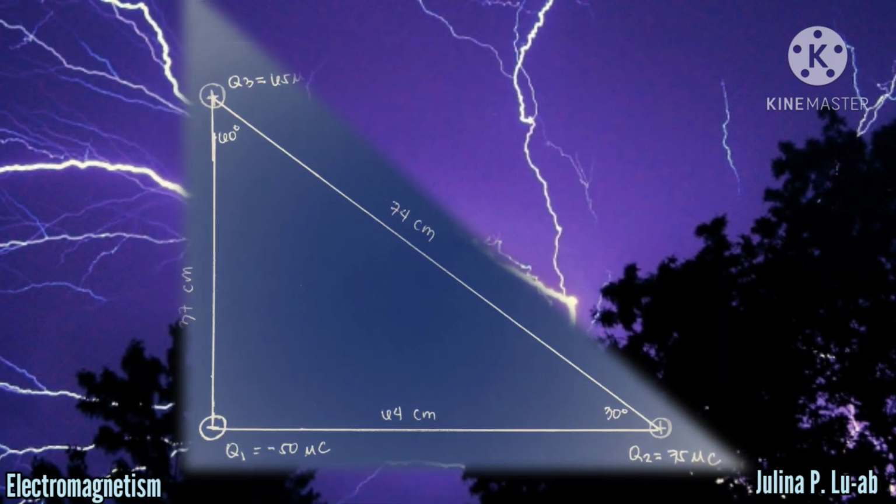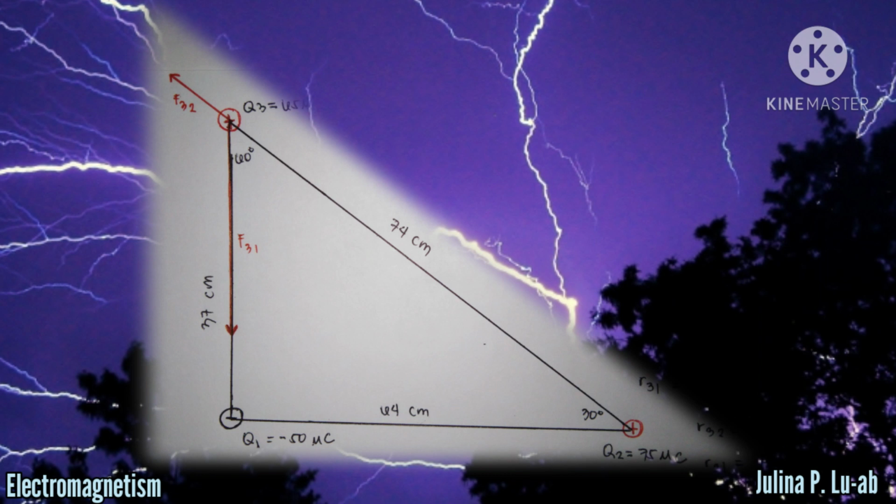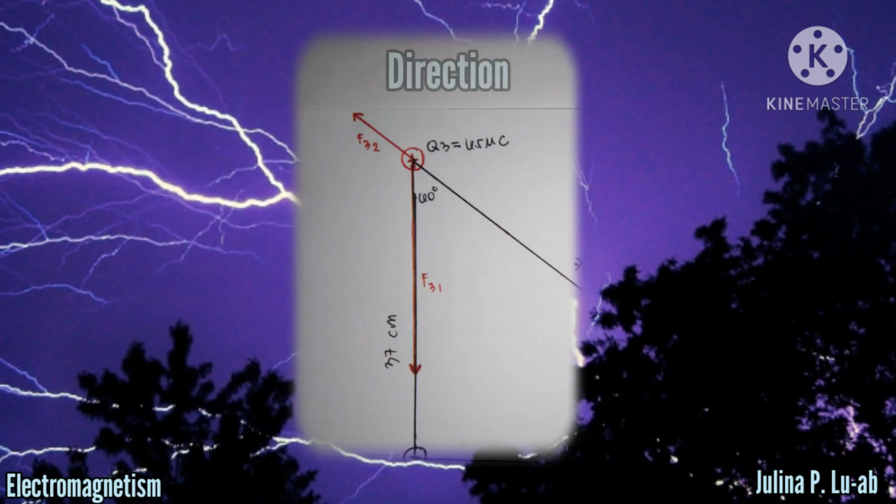Now we need to know the direction based on the charges, whether they would repel or attract. On Q3 from Q1, we have different charges, a positive and a negative charge, so they will attract and the force will point directly toward the negative y-axis. And on Q3 from Q2, we have the same charges, both positive, so they will repel and the force will go opposite from Q2 toward Q3. So this is how it is going to look.